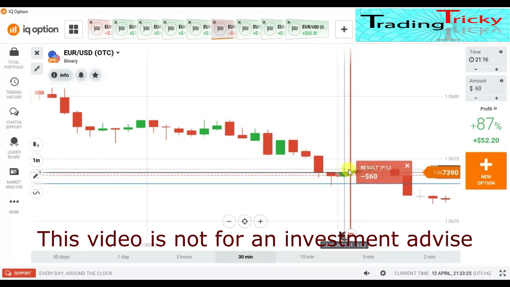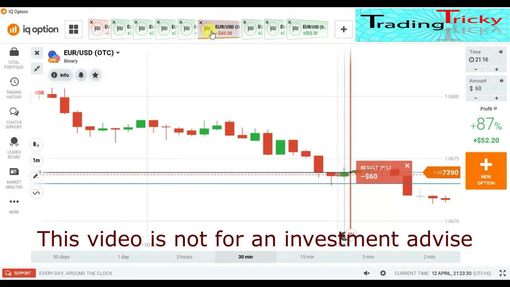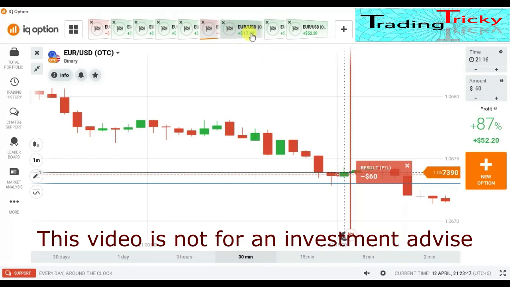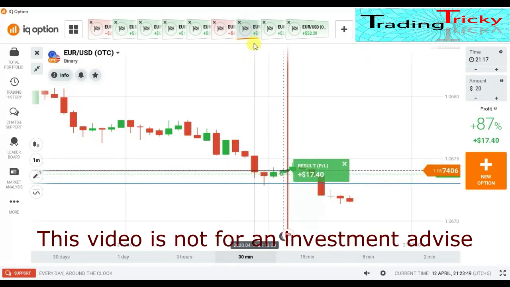So I lost this trade, and in this round I lost $20, because of the 20 and 40 wins, and a $60 loss. So here I got some losses. Okay, and this is the third round, and this is my seventh trade.